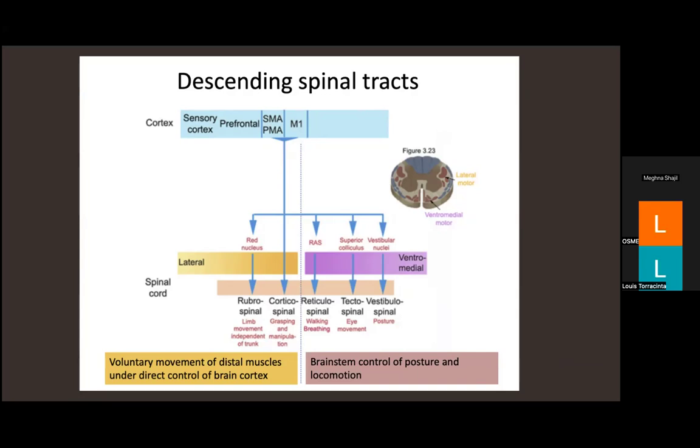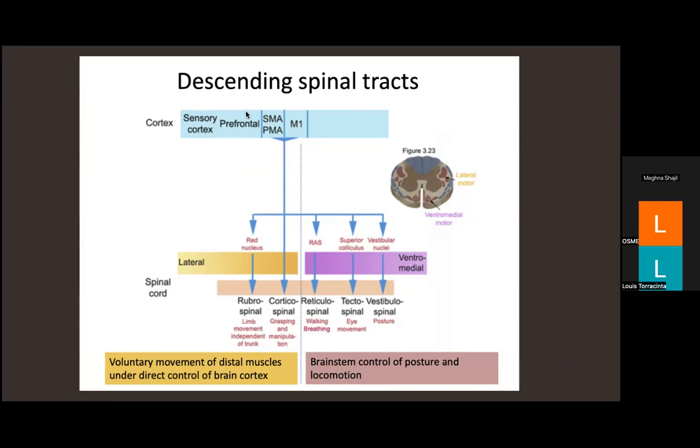The other ones are important for your exams, but maybe devote a little bit less time to knowing the exact ins and outs of the tectospinal tract, just in the sense that, first of all, the experimental evidence is not as clear, and what they do is actually less well defined and varies quite a lot.